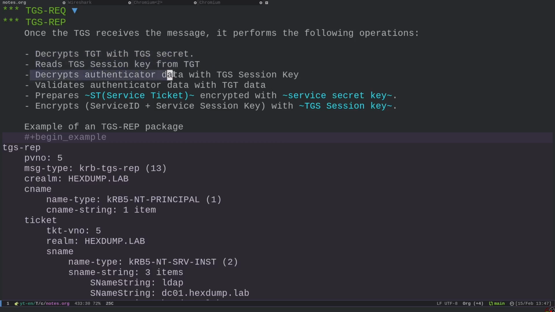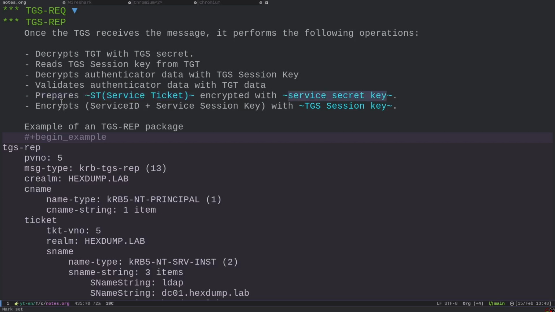It decrypts the authenticator data with the TGS session key, and it validates the authenticator data against the TGT data, because now it has both and can check if they are equal to make sure that the user did not change his identity. His identity is also written in the TGT and the user cannot modify the TGT. If everything goes well, the TGS prepares the service ticket and, this is important, it encrypts it with the service secret key.